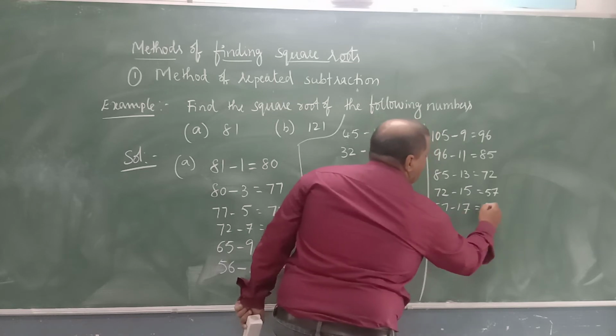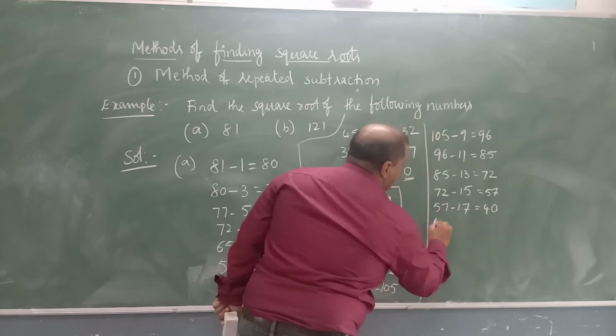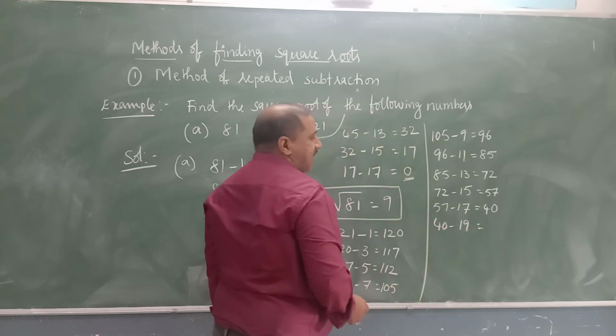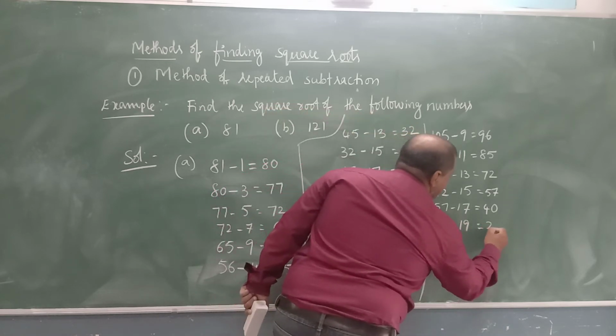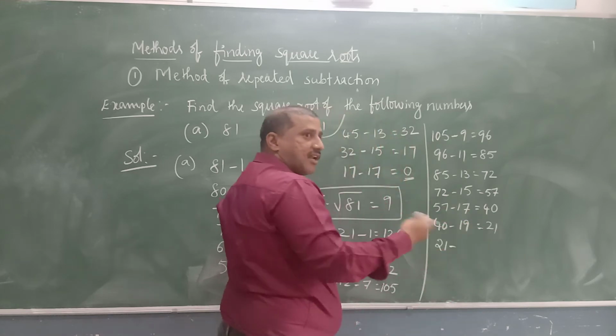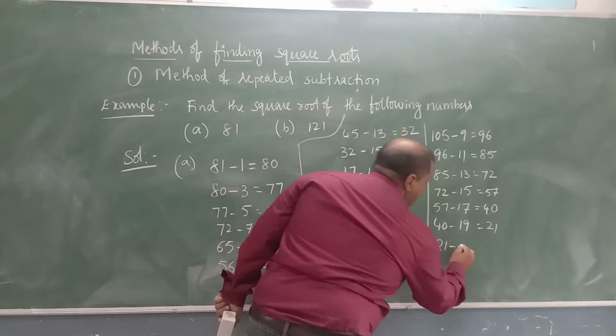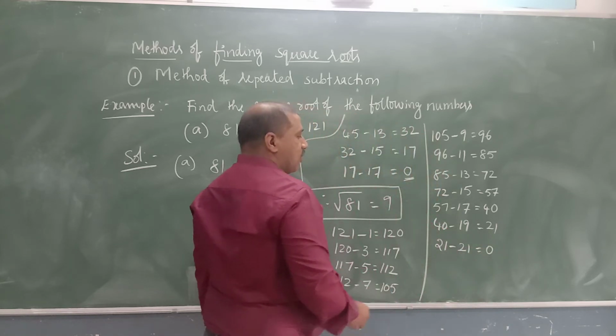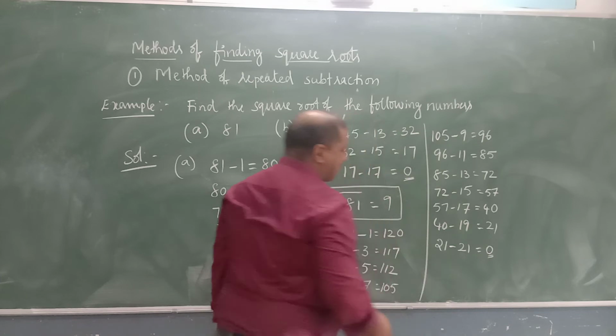It is 40. 40 minus the next odd number, it is 19. 40 minus 19 is equal to what we get? It is 21. 21 minus the next odd number after 19. What is the odd number which we get? It is 21. 21 minus 21, it is 0. So finally we got the difference, it is 0.